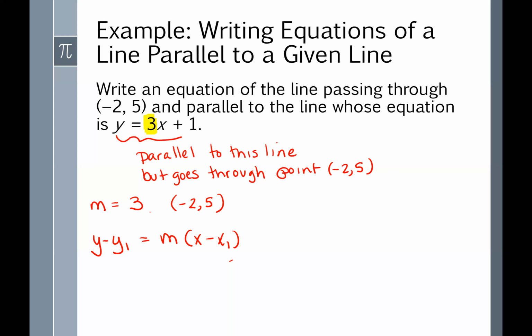So the slope is 3. We're going to put that in right there. And our point x sub 1, y sub 1 is going to be the negative 2, 5. So we're going to plug in negative 2 right here for x sub 1, and we're going to plug in 5 for y sub 1. So we're going to get y minus 5 is equal to 3 times x minus negative 2. And I am going to take that minus minus and make it a plus.